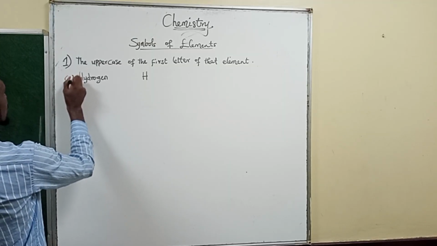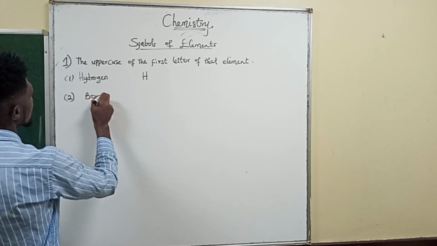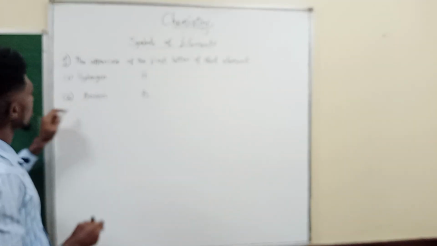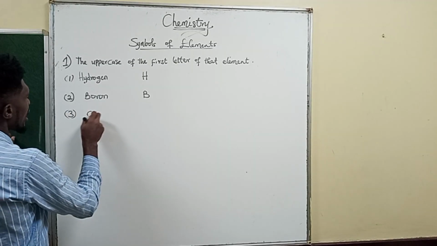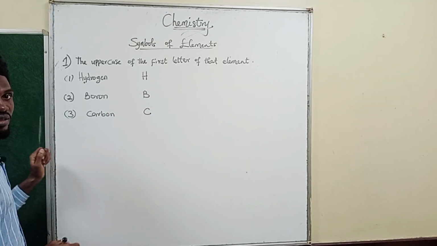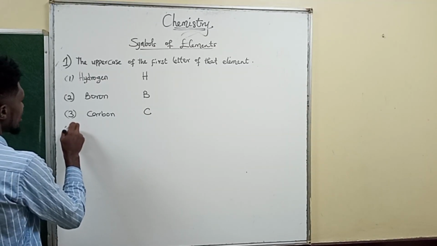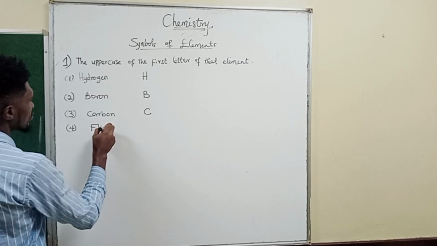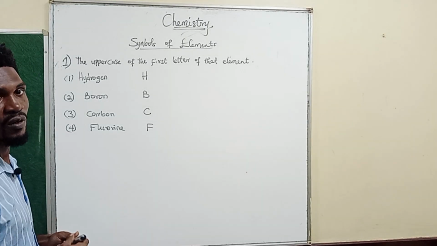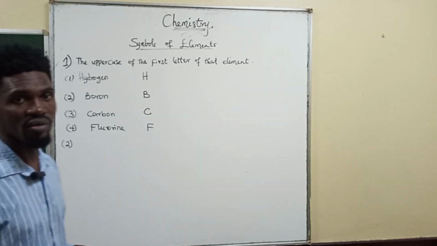Two. We can say boron. Boron is represented by what? Capital letter B. The next one we can say carbon. Carbon is represented with what? Capital letter C. Right? Now, I can also say, let's say four, fluorine. Capital letter F. Alright?